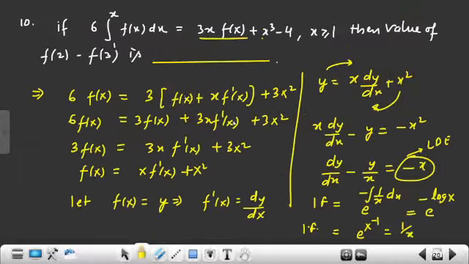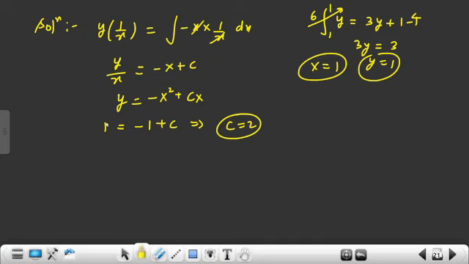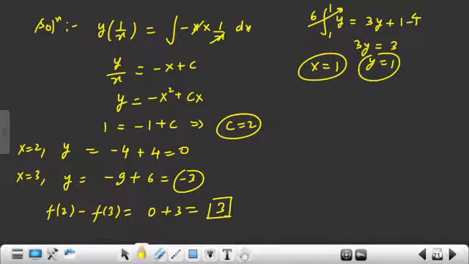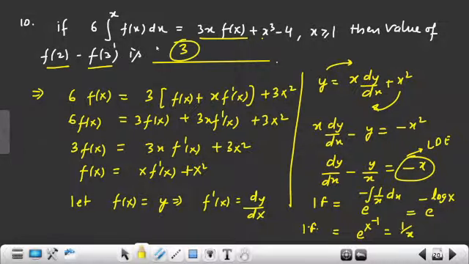Now what have they asked? They have asked f(2) minus f(3), right? So f(2) means when x is 2. So what is the value of y? Minus 4 plus 2 into 2 squared, that is 0. At x equals 3, the y value is minus 9 plus 2 into 3, that is 6 minus 9, which is minus 3. They ask for f(2) minus f(3), that is 0 plus 3. So what is my answer? My answer is 3, right?